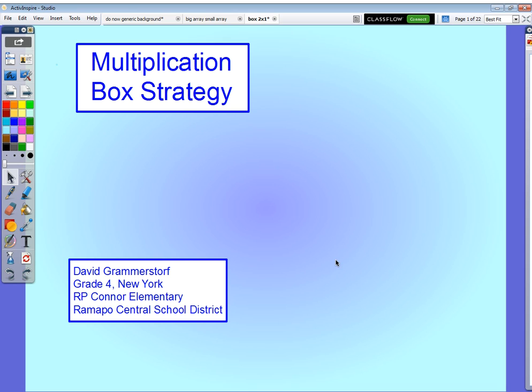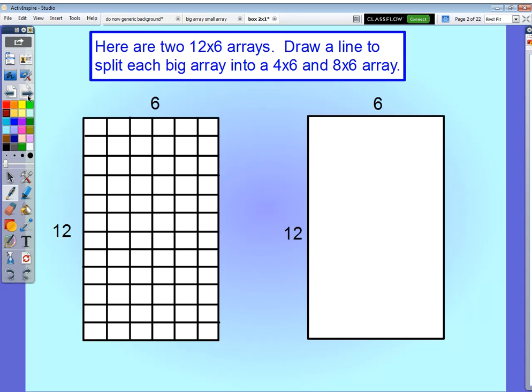Hi, everybody. Today, let's talk about the box strategy and how it helps us to multiply two-digit by one-digit numbers. First of all, we start with talking about arrays. Here are two 12 by 6 arrays. Notice that this one on the left, I've drawn all of the boxes in, right? There's 12 rows with 6 boxes in each row.